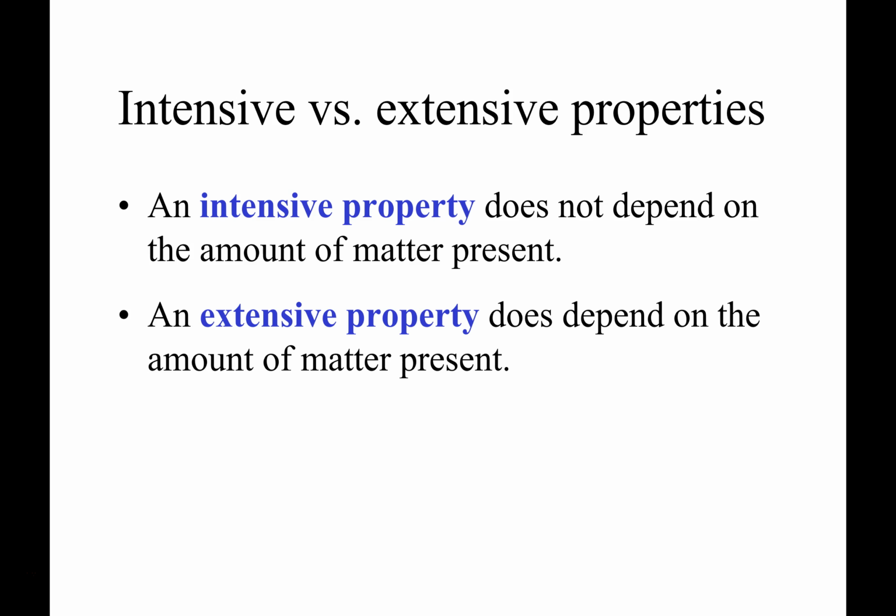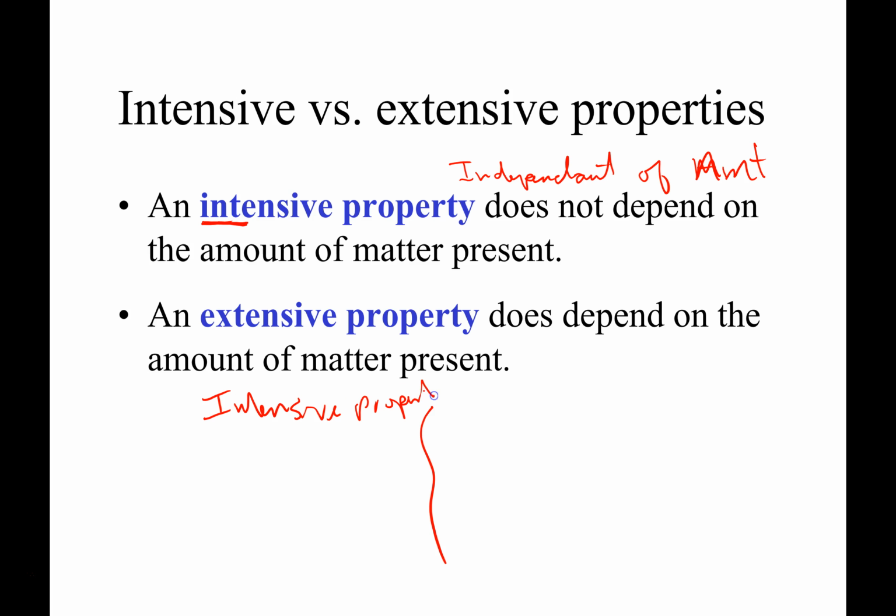Now this one you may not have been exposed to as much. If I start with intensive properties, I usually think of independent of amount, AMT for amount. Intensive means independent of amount. So an example of an intensive property, well, we can pick on density.